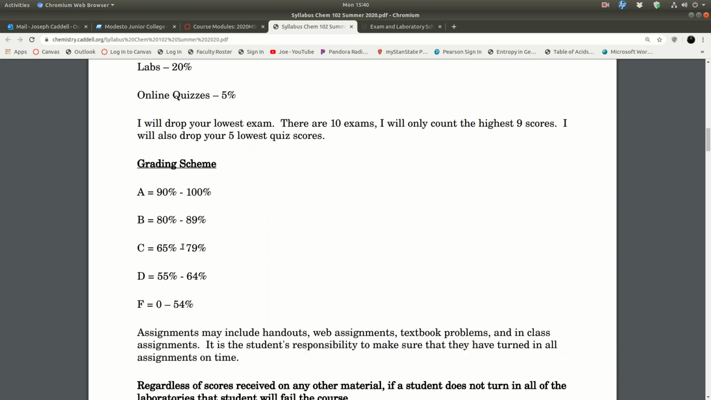And this is the grading scale. Pretty much straightforward, except that I do drop a C down to 65%. If you get 65% of the points at the end, then you get a C, 65 to 79.